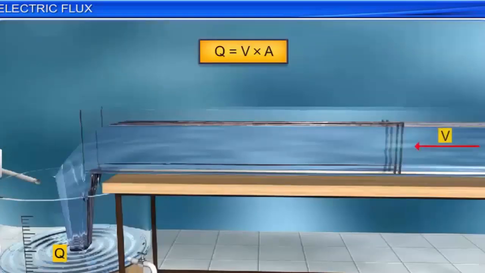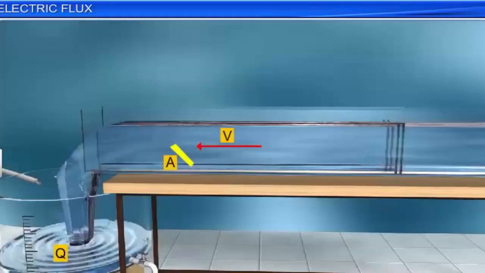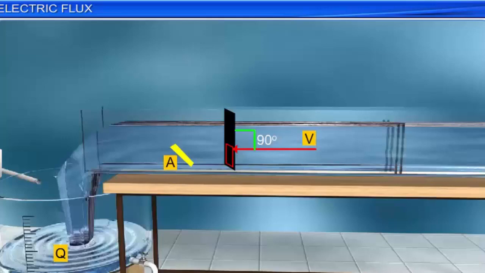Q is equal to V into A, where V is the velocity of water flow and A is the area through which water flows. In this equation, A should be perpendicular to the direction of flow of water. In the event A is not perpendicular to the direction of flow of water, we should take the projected area on a plane perpendicular to the direction of flow of water.